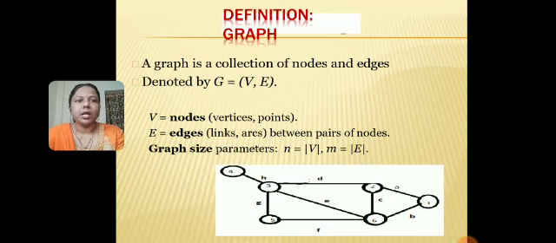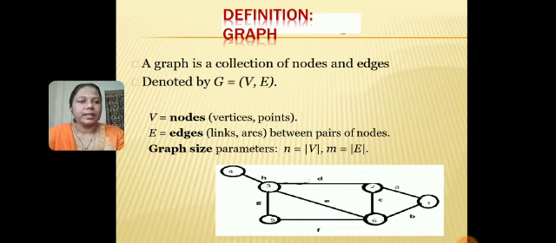Definition of graph. A graph is a collection of nodes and edges denoted by capital G equals V comma E. Capital V equals nodes. We can call them vertices or points. Capital E is edges. We can call them links or arcs between pairs of nodes. Graph size parameters are n equals number of vertices, m equals number of edges.